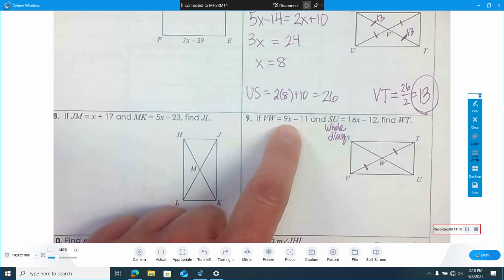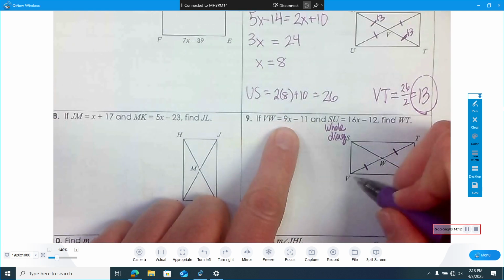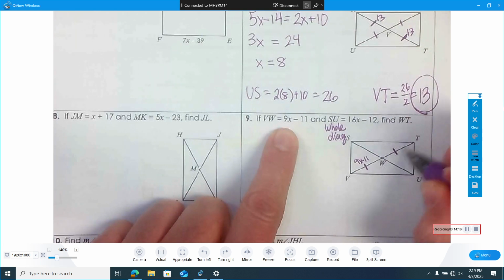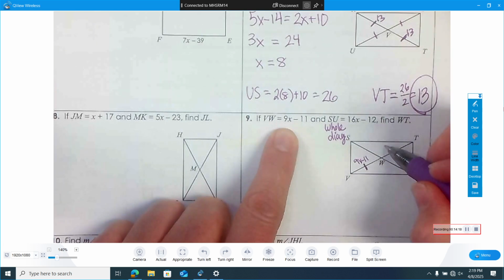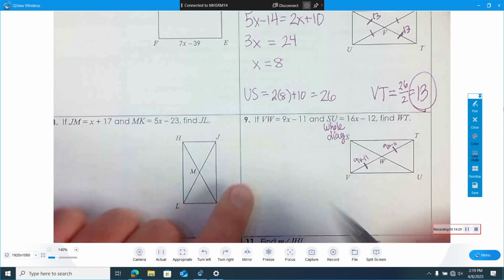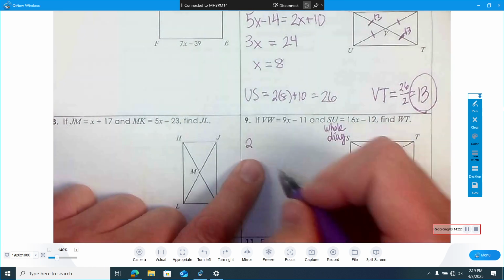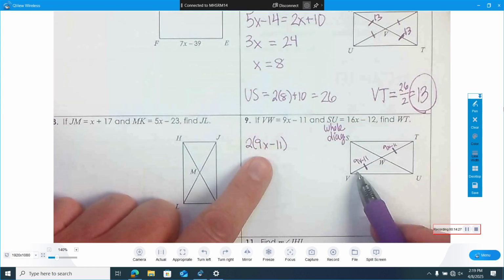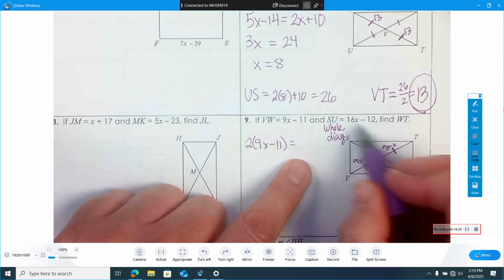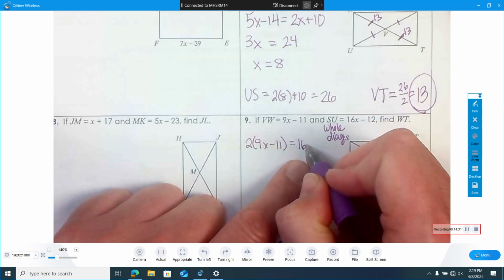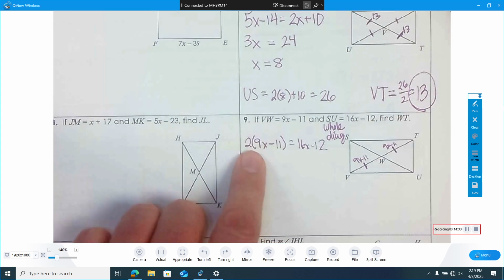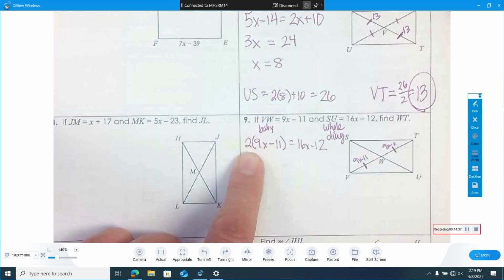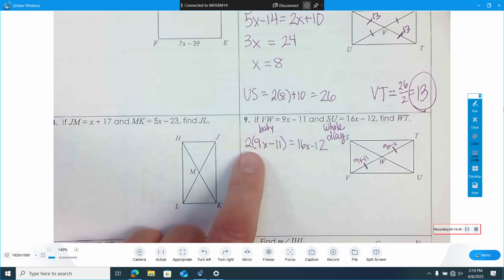Yeah, so you want to take 2 of these? Yeah, sure, because VW is 9x minus 11, which means this other side would also be 9x minus 11. We can just write that with a product of 2. 2 times 2 of those little babies equals the whole diagonal, 16x minus 12. So 2 of the little baby diagonals will give us a whole diagonal.